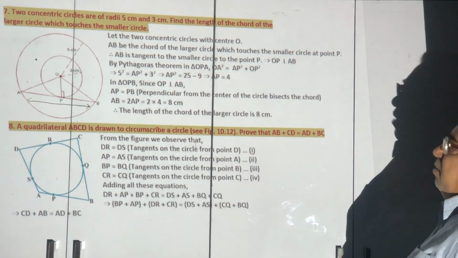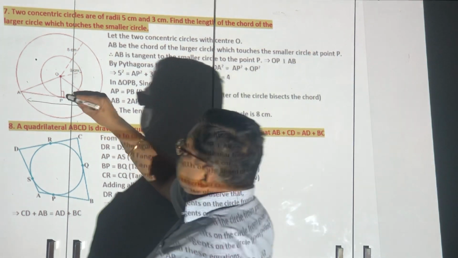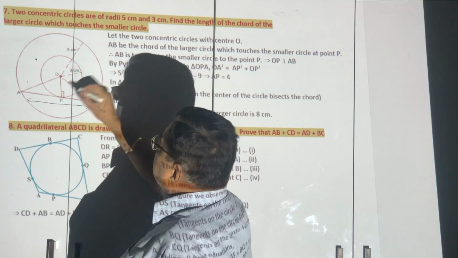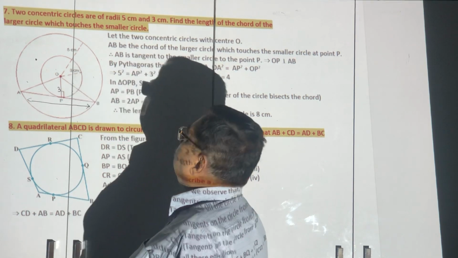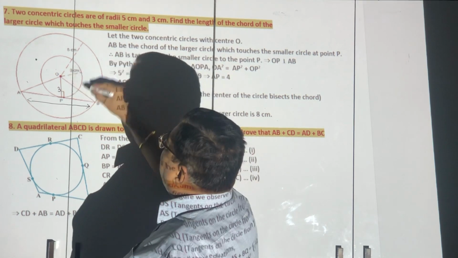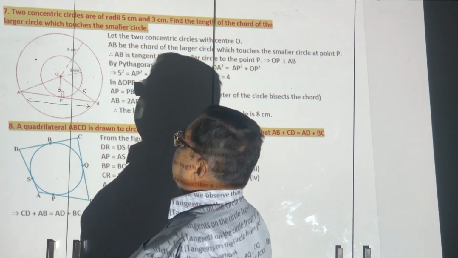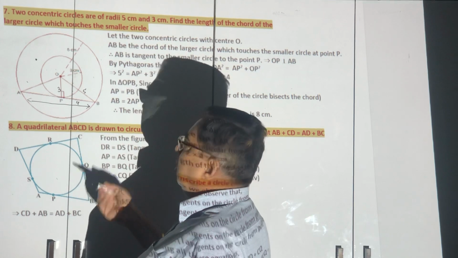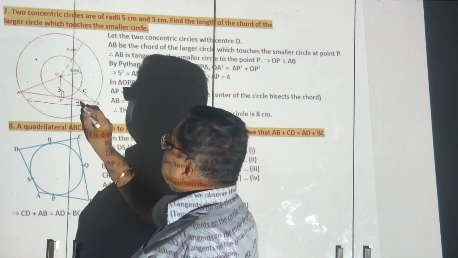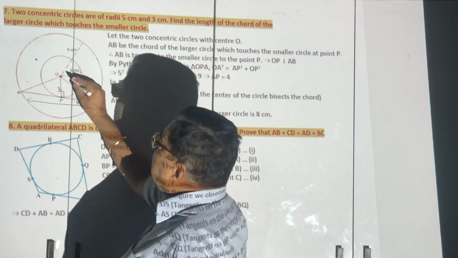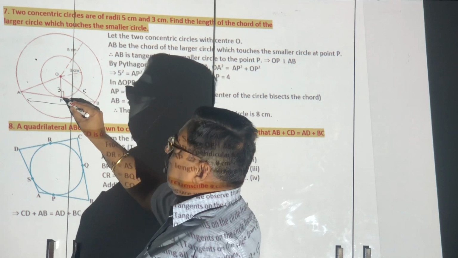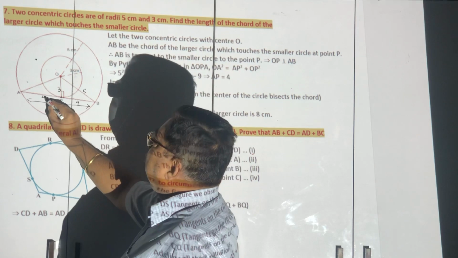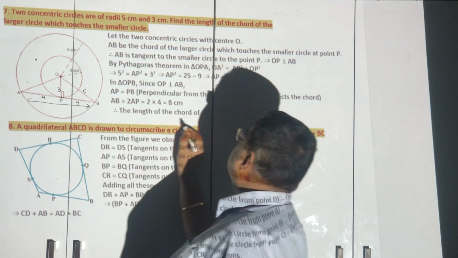My friends, tangent and radius are perpendicular, number 1. Now radius is 3, you don't have to bother. Radius is 5, side is 5. Radii are equal. So of course this will be 4. Triplet, you know. Or do it by Pythagoras. This is 4, this is the midpoint. Perpendicular from the center to the chord bisects the chord. So this is also 4. So the answer is 8.